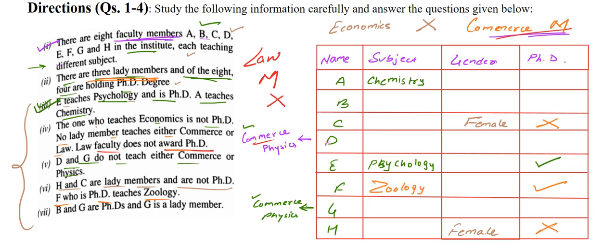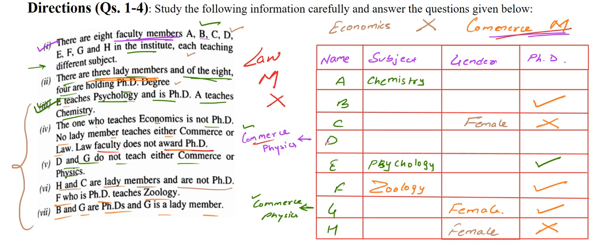So we will write that over here. Now we have B and G are PhDs, so let's give B and G a tick. So here we have B is PhD as well as G is also a PhD. And we have G is a lady member, so G being a lady member, we will write female over here.